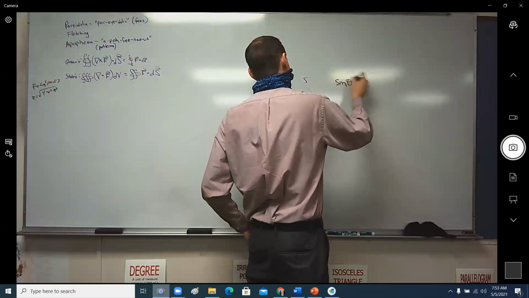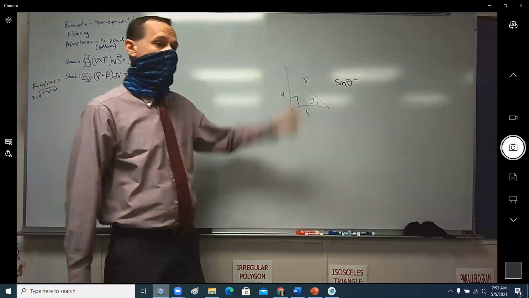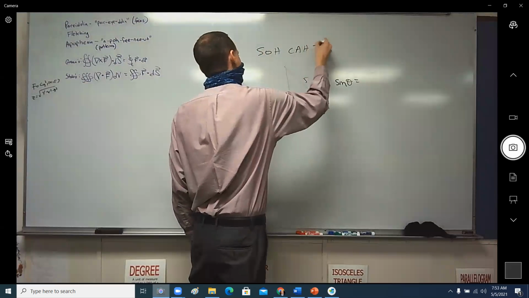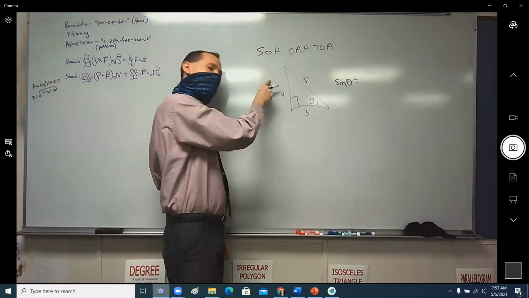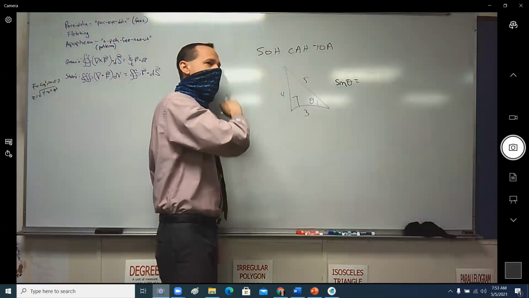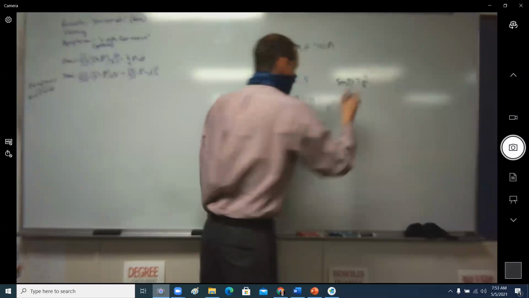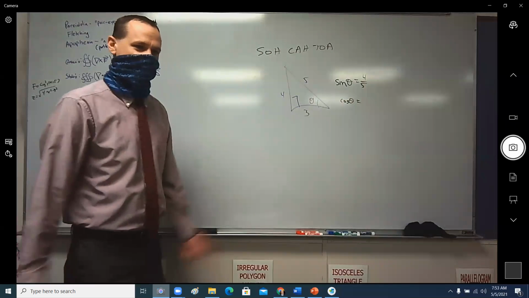What is by definition the sine of something? According to SOHCAHTOA, I'll put that on the board too. Opposite over hypotenuse. So what side's opposite this? It'd be the 4, wouldn't it? And hypotenuse would be the 5. So 4 over 5. That's simple. SOHCAHTOA is really not that hard. You just write it down.